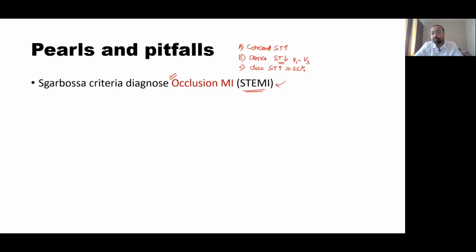Though STEMI by definition requires an ST elevation, the new term has been coined, which is called occlusion myocardial infarction, which mechanistically is like a STEMI because of complete occlusion of the coronary arteries. So when you see an ST depression in V1 to V3, it is diagnostic of complete occlusion of coronary arteries, which is equivalent to a STEMI. Now mind you, if you remember the original criteria for diagnosis of STEMI in a patient who does not have an LBBB, at least 2 contiguous leads are required to diagnose ischemia. However, with the Garbosa criteria, even 1 lead which shows an abnormality is enough to diagnose ischemia.